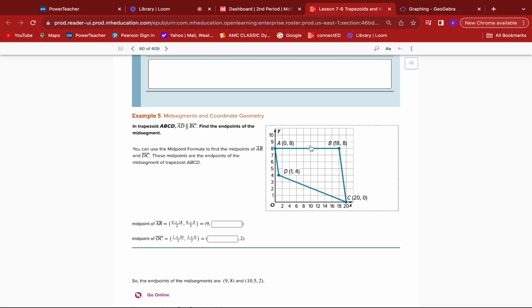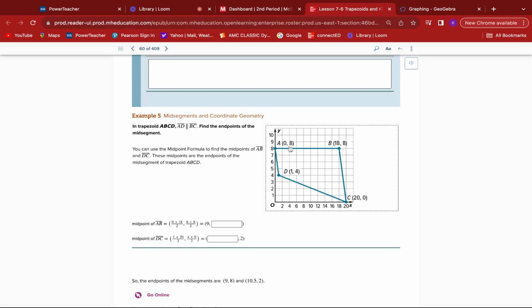So a midsegment has to be the middle of your legs. AB is your leg, so I'm looking for the middle of AB. DC is your leg, so I'm looking for the middle of DC. And you'll notice they bring out that midpoint formula that I just spoke about. Add up your x's, divide by 2. Add up your y's, divide by 2. And if you were wondering what I meant by that, here it is.